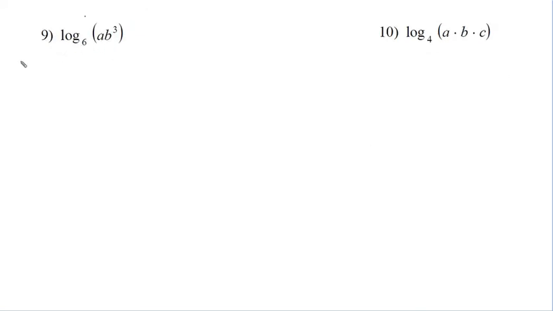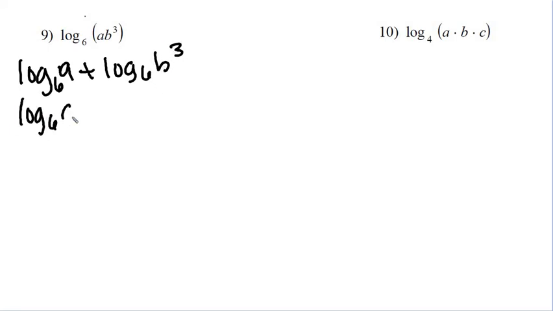So I'm going to do product rule first. So I have log base 6 of a plus log base 6 of b cubed. So then my a has nothing left, no product, no quotient, no power. This has no product, no quotient, but it does still have a power. So we're going to do log base 6 of a plus 3 log base 6 of b. And that's going to be my final answer.